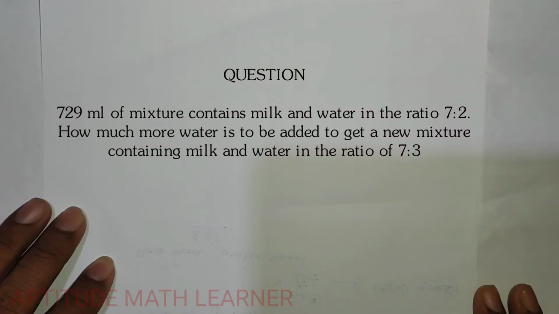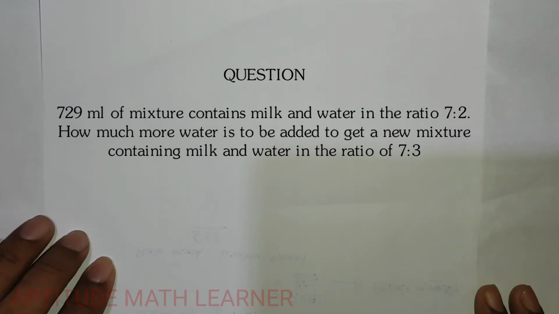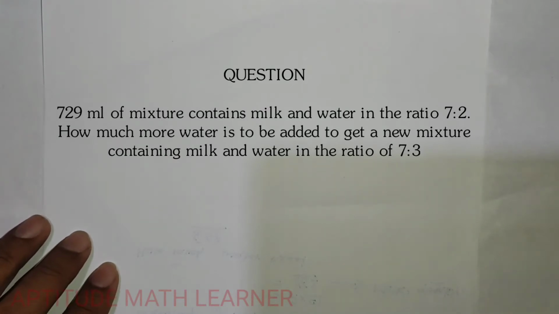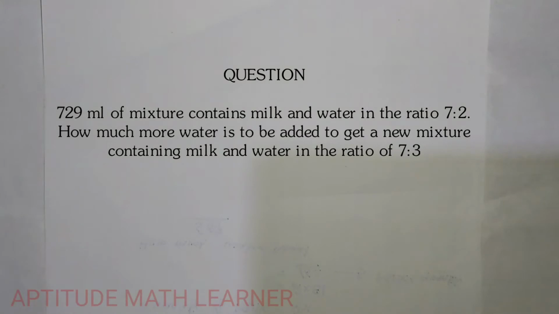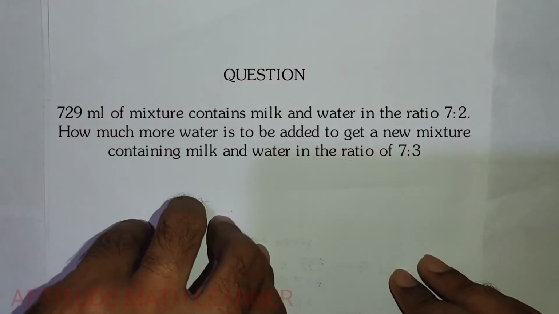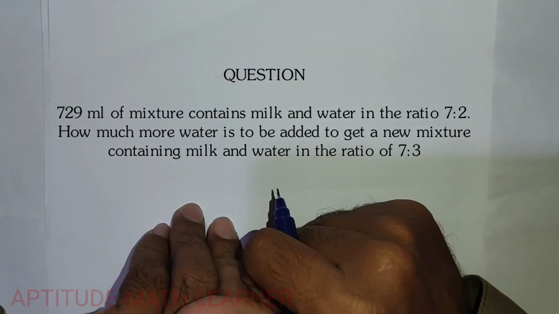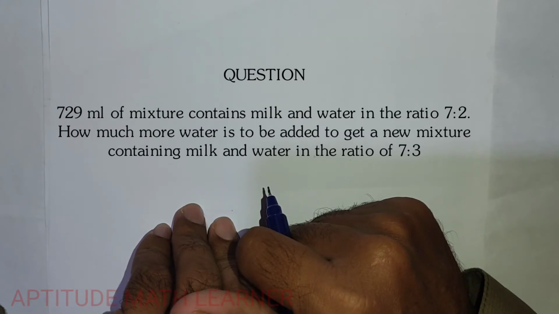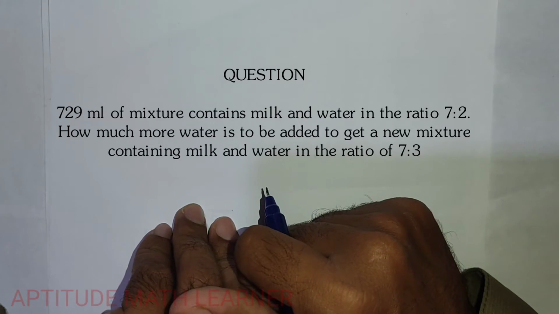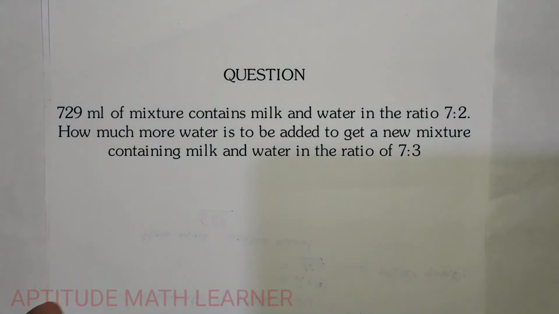Today we are having another interesting question related to ratio and the content of milk and water. The question is about a mixture. It asks that 729 ml of mixture contains milk and water in the ratio 7:2. How much more water is to be added to get a new mixture containing milk and water in the ratio of 7:3?